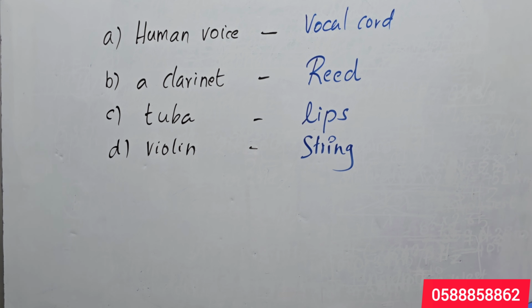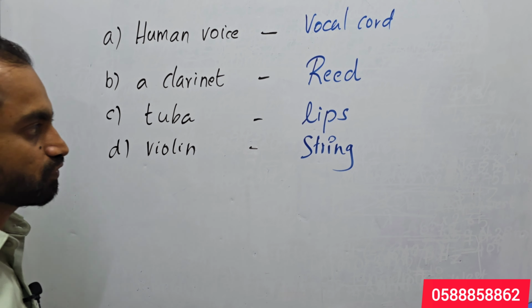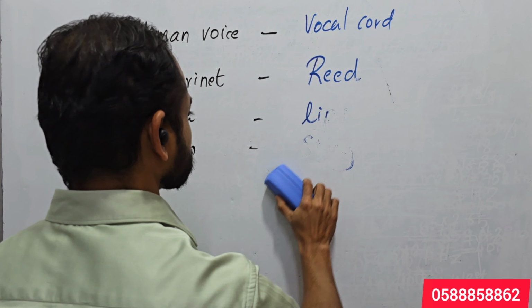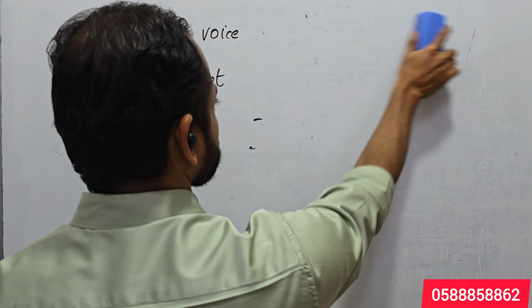Question number 18. Resonance in air column. Why is the tube from which tuba is made much longer than that of a cornet?